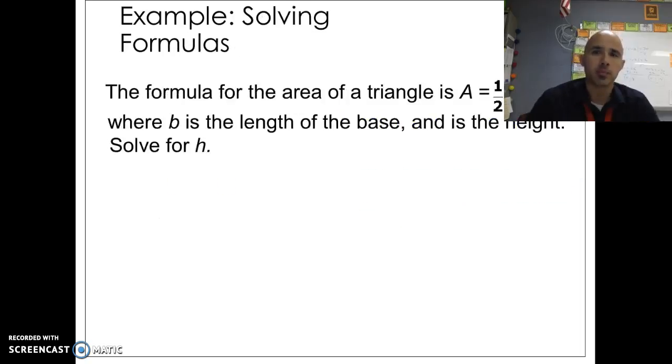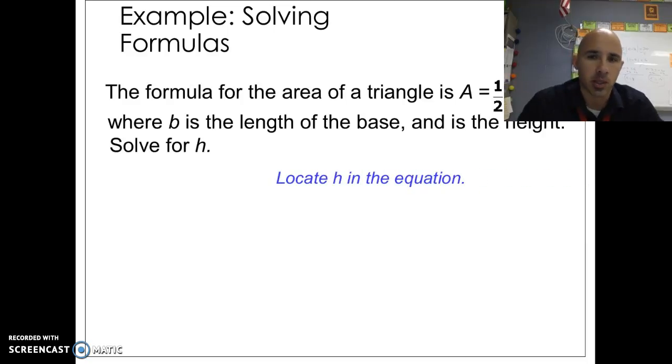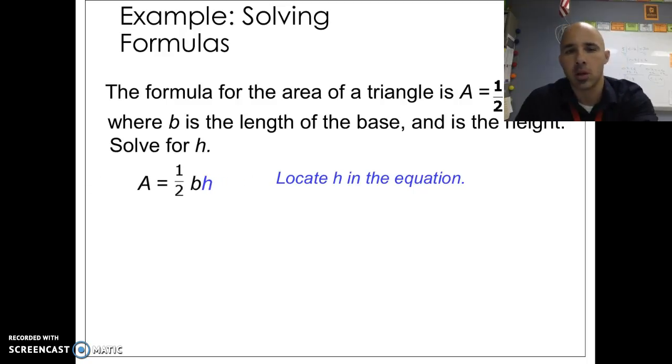Last one. You have a formula, area of a triangle. You should be familiar with this. Area of a triangle equals a half of the base times height. So we want to go ahead and solve for h. We want to solve for that height. Again, number one, locate the h in the equation. Since the h is on the right side of the equal sign, we want to get rid of the half and we want to get rid of the b.